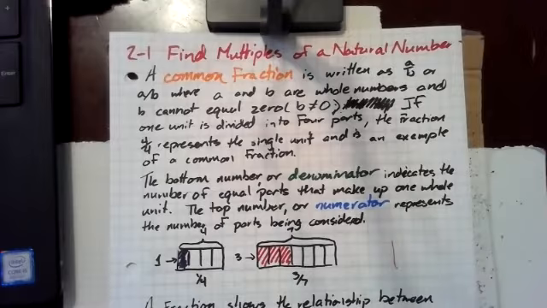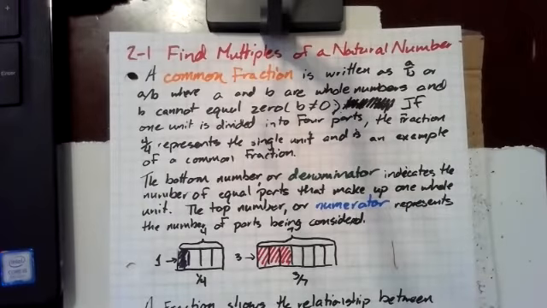If one unit is divided into 4 parts, the fraction 4 divided by 4 represents the single unit and is an example of a common fraction. The bottom number, or denominator, indicates the number of equal parts that make up one whole unit. The top number, or numerator, represents the number of parts being considered.